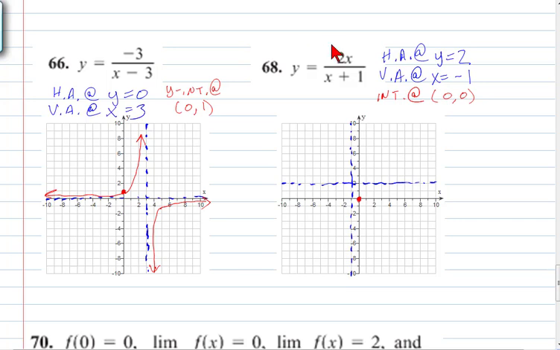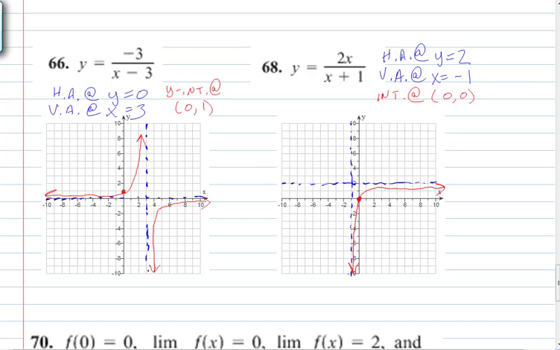Negative infinity, because this number is going to be negative, this number is going to be positive, so that's going off to negative infinity, which means that the graph is going to look like this.